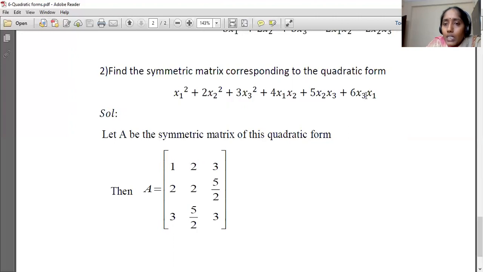Now the x3x1 coefficient is 6. Distribute this coefficient of x3x1 evenly in the places of a31 and a13, that is third row, first column and first row, third column. That is 3, 3. So now you will get the symmetric matrix. I hope all of you understood how to express a quadratic form as a symmetric matrix. Thank you, my dear students.